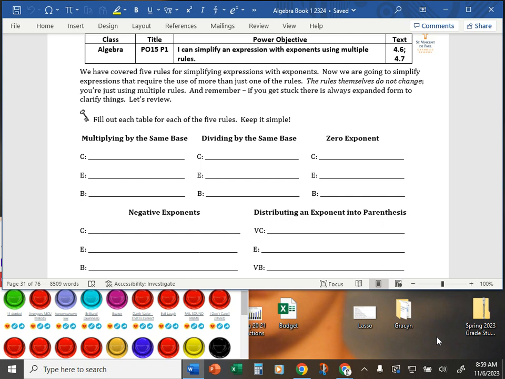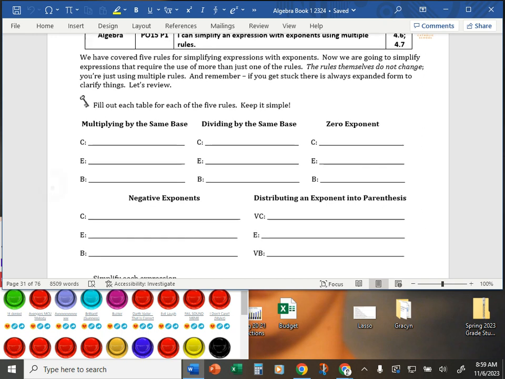Reaching the end of our unit. We started with a PO. We end with a PO. This one's PO15, and you can see the objective is simplifying an expression using multiple rules. We've learned 5 of them.